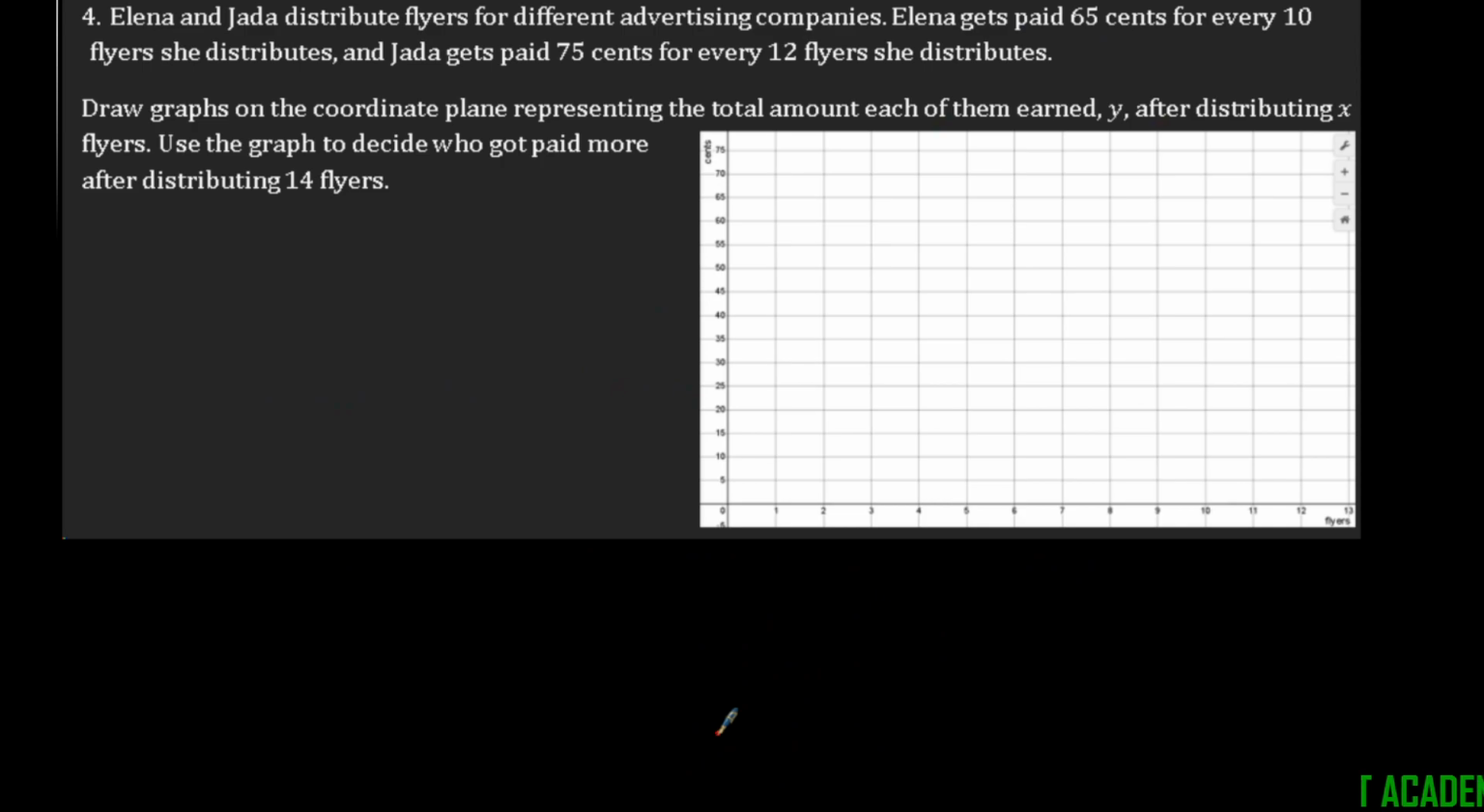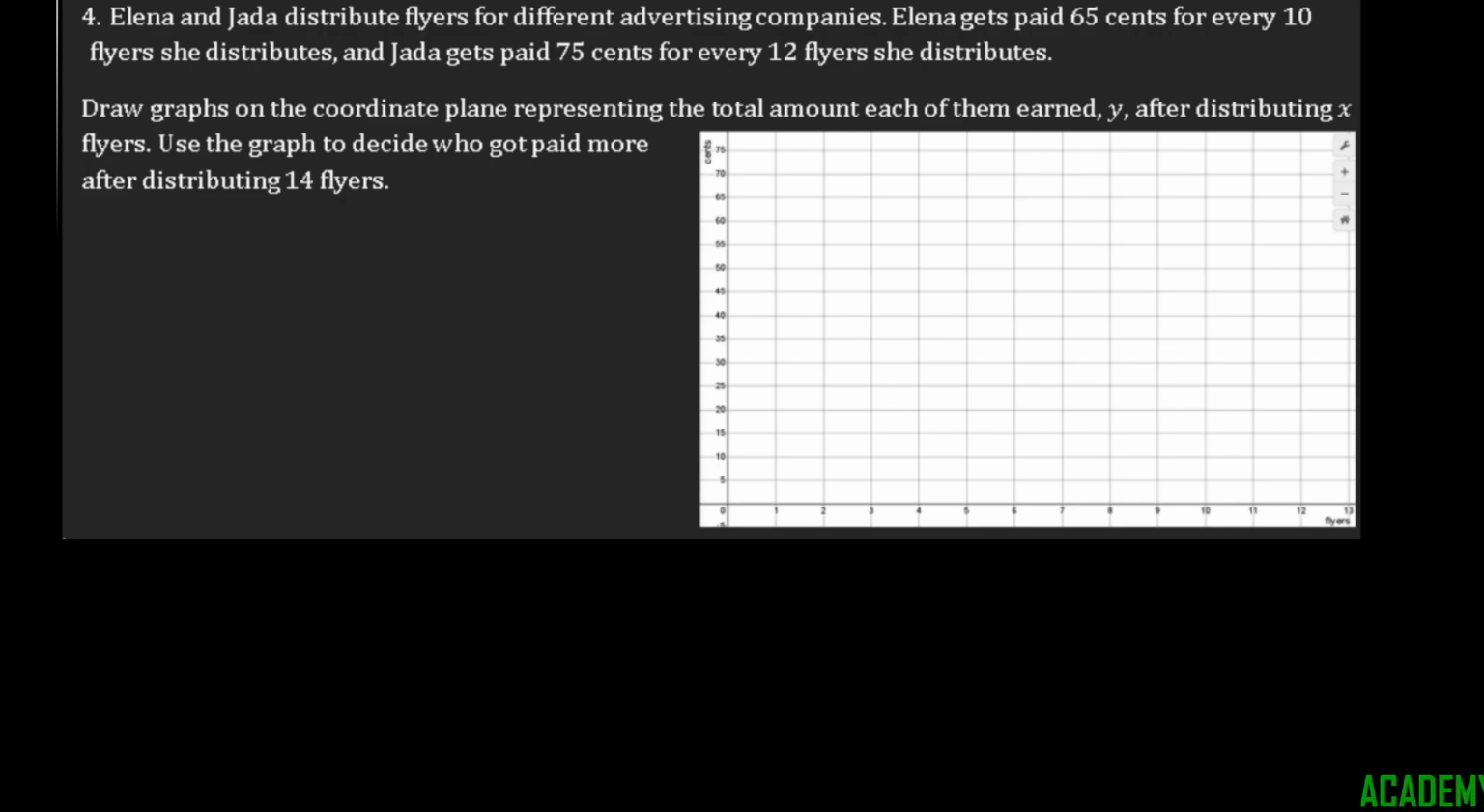It says Elena and Jada are distributing flyers for different advertising companies. Elena gets paid 65 cents for every 10 flyers she distributes, and Jada gets paid 75 cents for every 12 flyers she distributes. Draw the graphs on the coordinate plane that represent the total amount each of them earned, y, after distributing x flyers. Use the graph to decide who gets paid more after distributing 14 flyers.